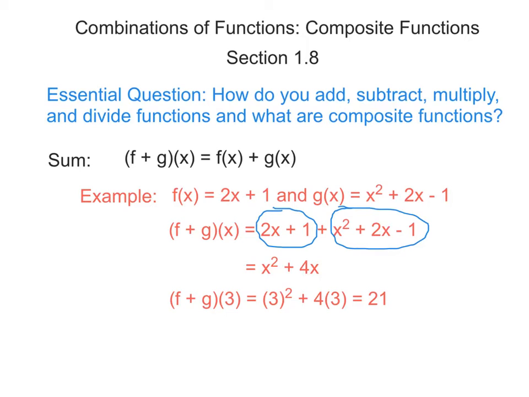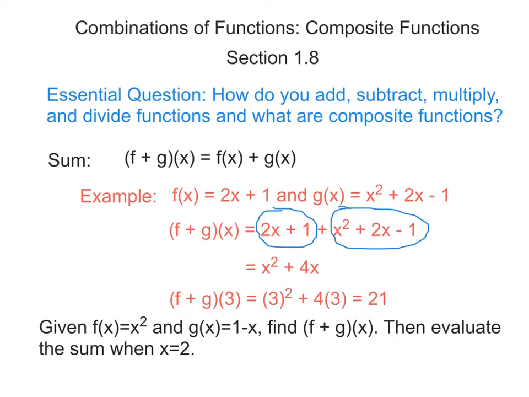Then if I were asked to take this new sum function, f plus g, and find out what the value would be at x equals 3, I would say f plus g of 3 is equal to 3 squared plus 4 times 3, or 21.